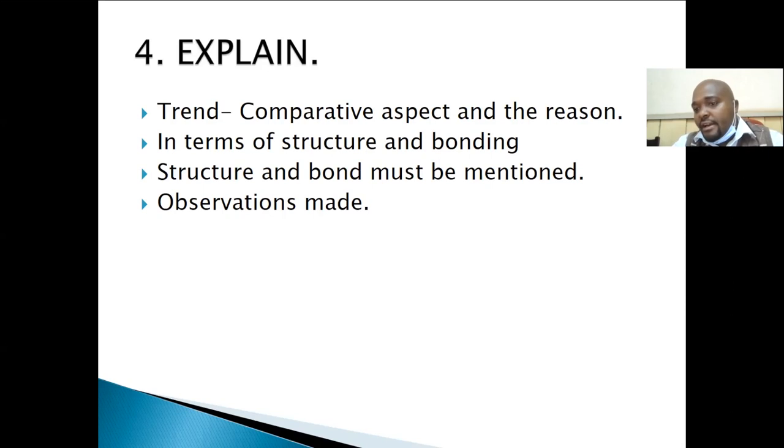So you are very categorical. There is a structure and the type of bond. While phosphorus 3 chloride is a simple molecular structure. Molecules held together by weak van der Waals forces. So you can see you are very specific to the structure and still the type of bond which is present in that compound.